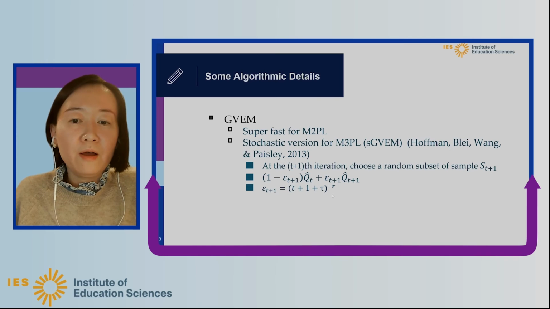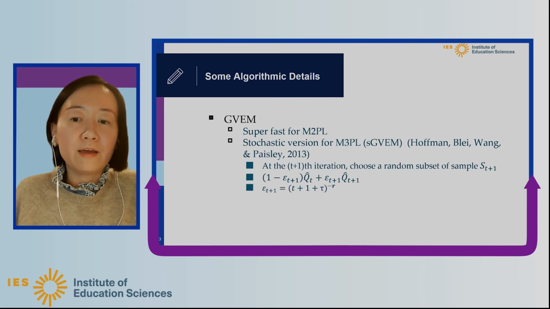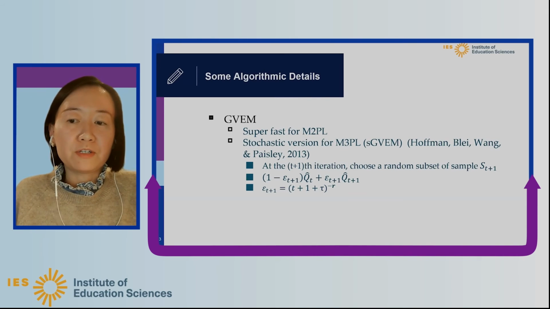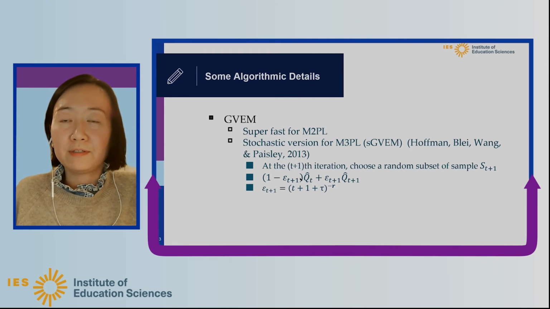And tau is the decay rate. So the forget rate controls how quickly the old information is forgotten, and the decay downweights early iterations to decrease the effect of earlier noisy estimates. And in the app, we fixed tau to be 1 because based on our simulation check, that seems to work the best.